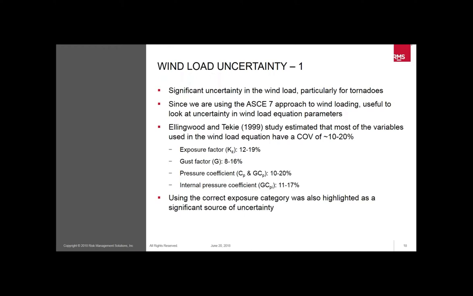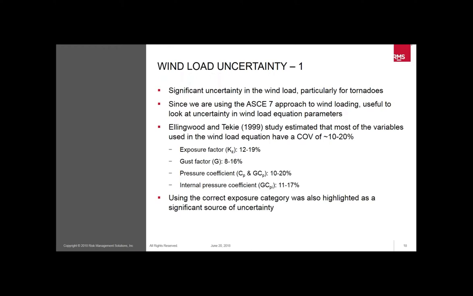So again, going back to this Bruce Ellingwood study from 20 years ago, he estimated that most variables in the wind load equation in ASCE 7 have coefficients of variation of 10 to 20%. Right, so I've listed a few of them: the exposure factor, the gust factor, the pressure coefficients. They had different ranges that they estimated for the coefficients of variation.